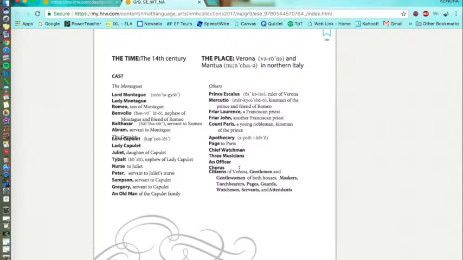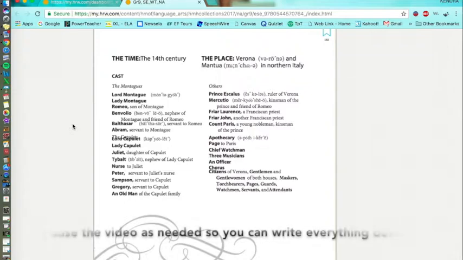So first we have the Montagues. Sorry this looks so weird on mine, but it's in your book, so you should be able to see this easily. We have the Montagues. We have Lord Montague and Lady Montague, so they're like the heads of the family. And then we have Romeo. Romeo is their son. Benvolio is the nephew of Montague and a friend of Romeo, Romeo's cousin.